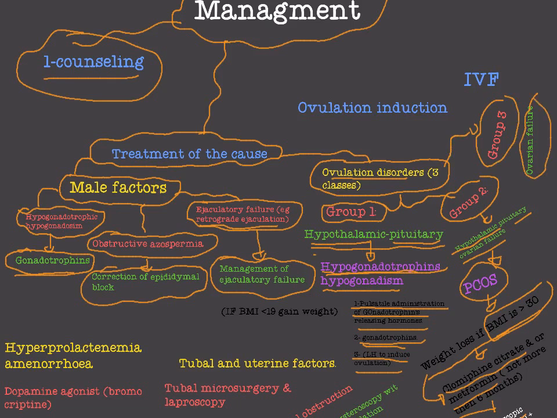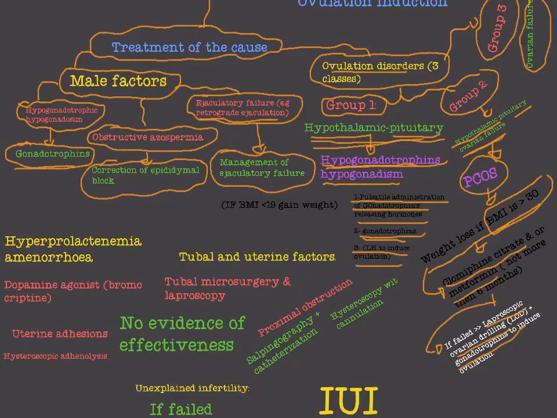So hypothalamic pituitary, which is hypogonadotropic hypogonadism, is the first group. The second one is hypothalamic pituitary ovarian failure, and the third group is just ovarian failure with no problems in the upper center or in the hypothalamic pituitary axis.